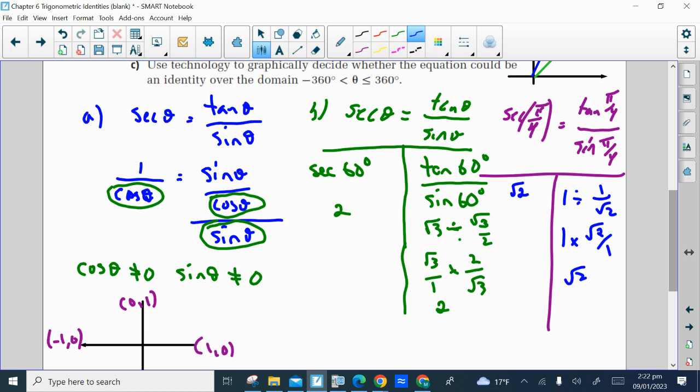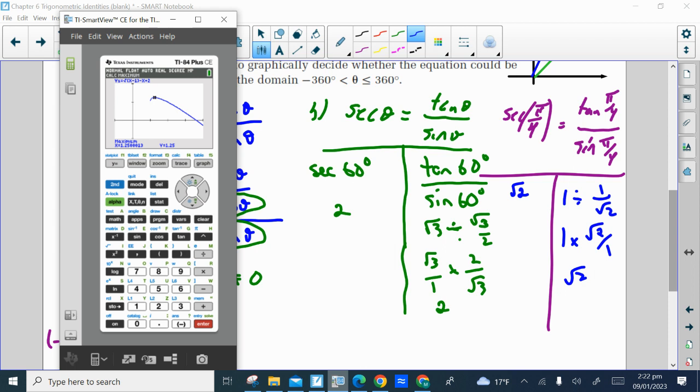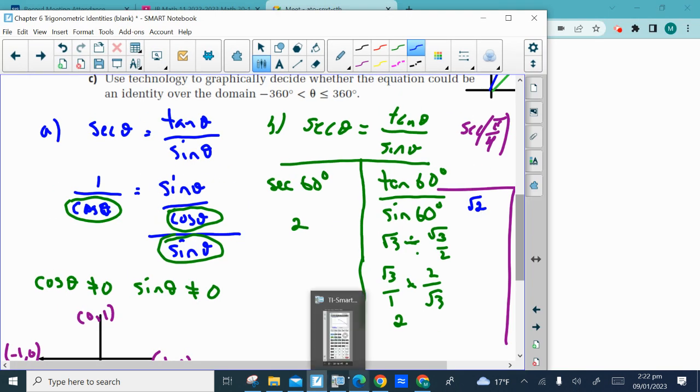Now, remember, the equation is an identity if it is true for all values of theta except for the non-permissible ones. We've just shown that it's true for two specific values of theta, 60 degrees and pi on 4. We've shown that the two sides are equal. So the equation is an identity for those two angles. But we want to know, is it an identity for all angles except for the non-permissible ones? And one way you can do that is by using your graphing calculator, making sure that the two graphs look the same.